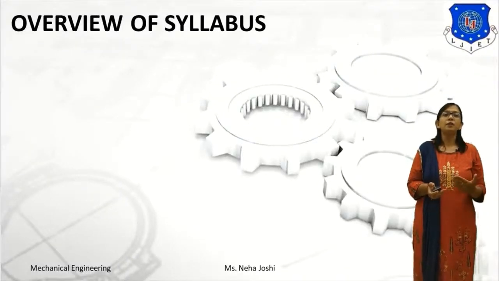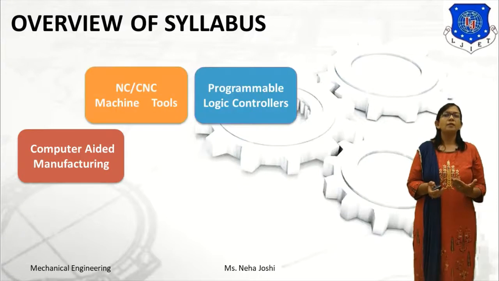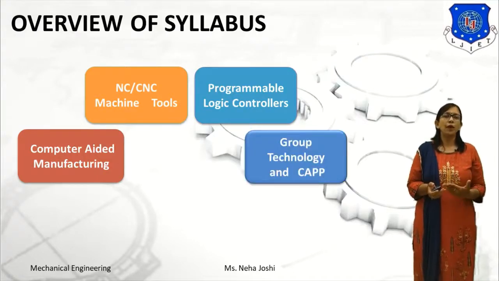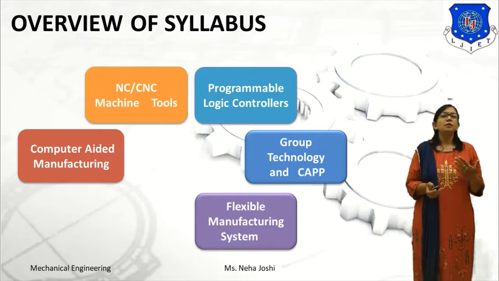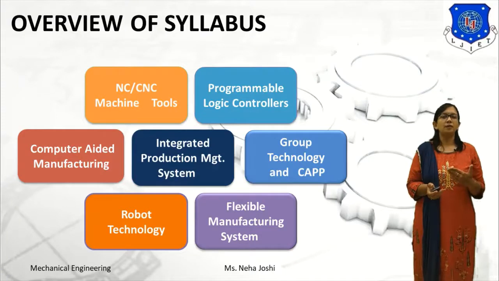Now there are 7 chapters in our syllabus. First is computer-aided manufacturing. Next chapter in your syllabus is NC-CNC machine tool. Third chapter is programmable logic controller. Fourth chapter is group technology and CAPP. Fifth chapter is flexible manufacturing system. Sixth chapter is robot technology. And the last chapter in your syllabus is integrated production management. We will discuss in brief about each topic.